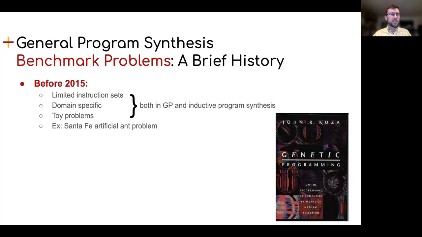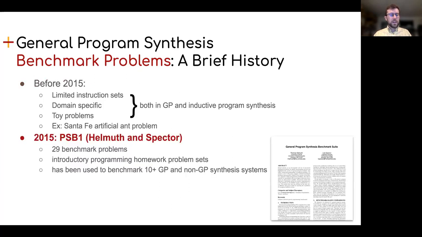Now, this was the case both in genetic programming and in other inductive program synthesis fields. One example of a problem here is the Santa Fe artificial ant problem, which meets all of these descriptions. And because of this lack of good benchmark problems, there was a push in the early 2010s in genetic programming to introduce better benchmark problems. And partially because of this push, in 2015, I, along with Lee Spector, introduced the first general program synthesis benchmark suite. From here forward, I will call this PSB1.